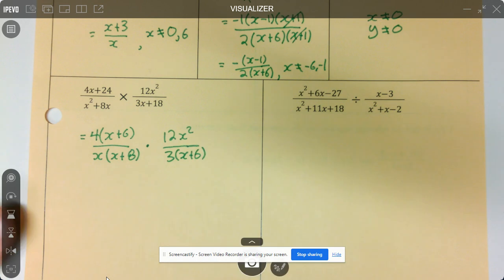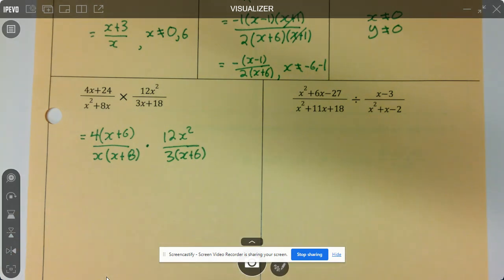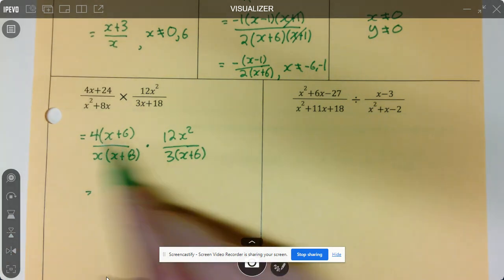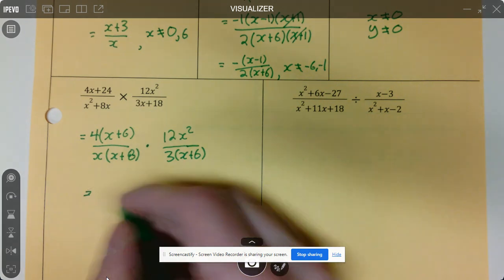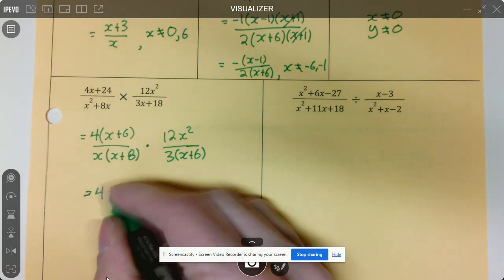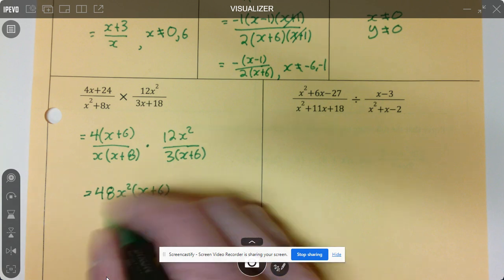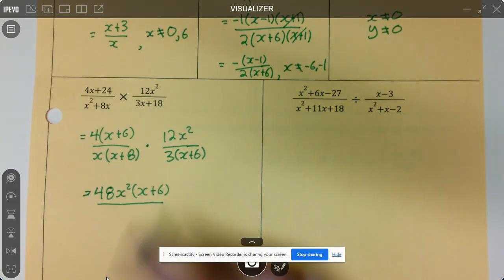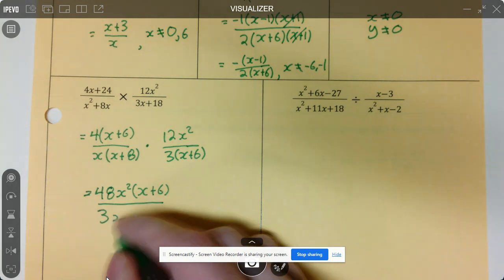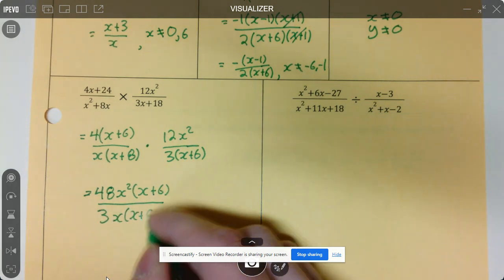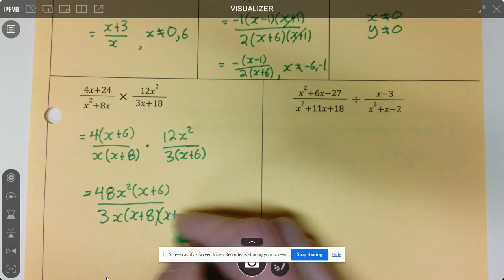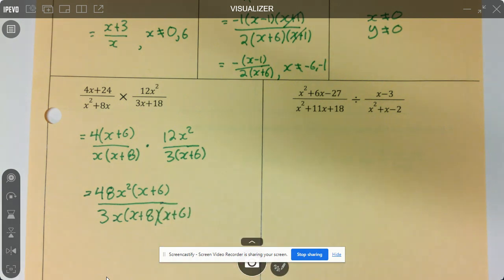The way we multiply rational expressions is just like we multiply fractions, top by top, bottom by bottom. So I'm just jamming these numerators together. 12 times 4 is 48. Then I've got x squared times x plus 6. On the bottom, I've got 3 times x plus 8 times x plus 6. The order of your factors doesn't matter, but the convention in math is we put our coefficients at the front. Now I just want to simplify.